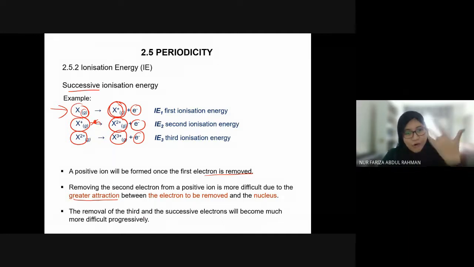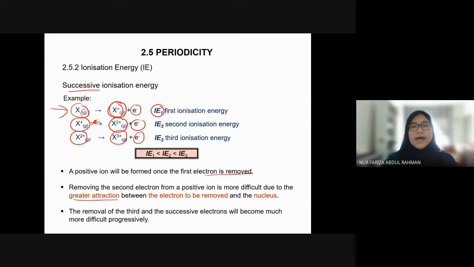Betul tak? The more electrons you buang, that means there is less repulsion in the system. Less repulsion means less shielding effect. Less shielding effect means greater attraction between the nucleus and the electrons. Kalau dah greater attraction, that means the ionization energy will become higher, successively. So maksudnya, kita boleh conclude that IE1 should be less than IE2, should be less than IE3, sebab sampai dekat sini dah banyak elektron dah kena buang.